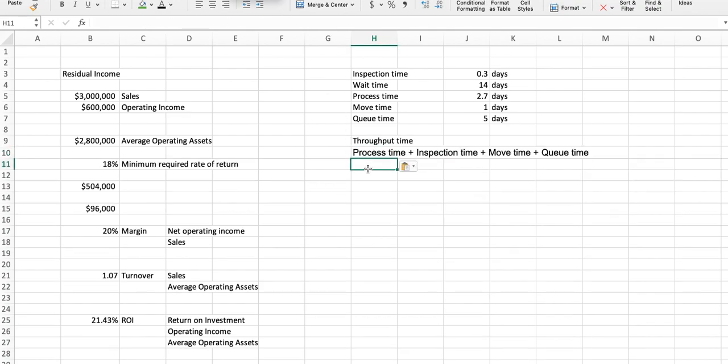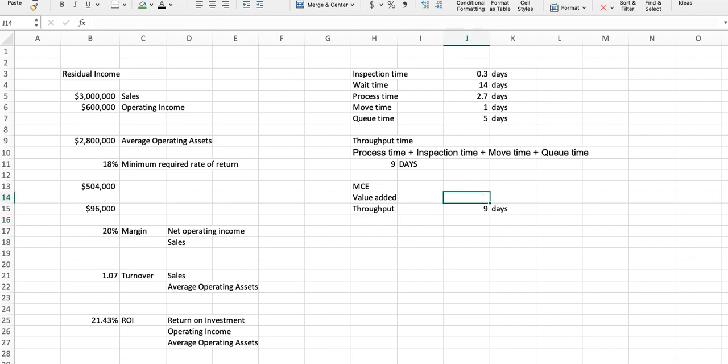And I copied that definition so that I would have it. Throughput time is our process time plus our inspection time, plus our move time, plus our queue time. So it's 9 days. Another thing we might look at is our manufacturing cycle efficiency, or MCE. Again, you would see this on a balanced scorecard. And this is our value added over our throughput. Now we know what our throughput is. We calculate that. That's 9 days.